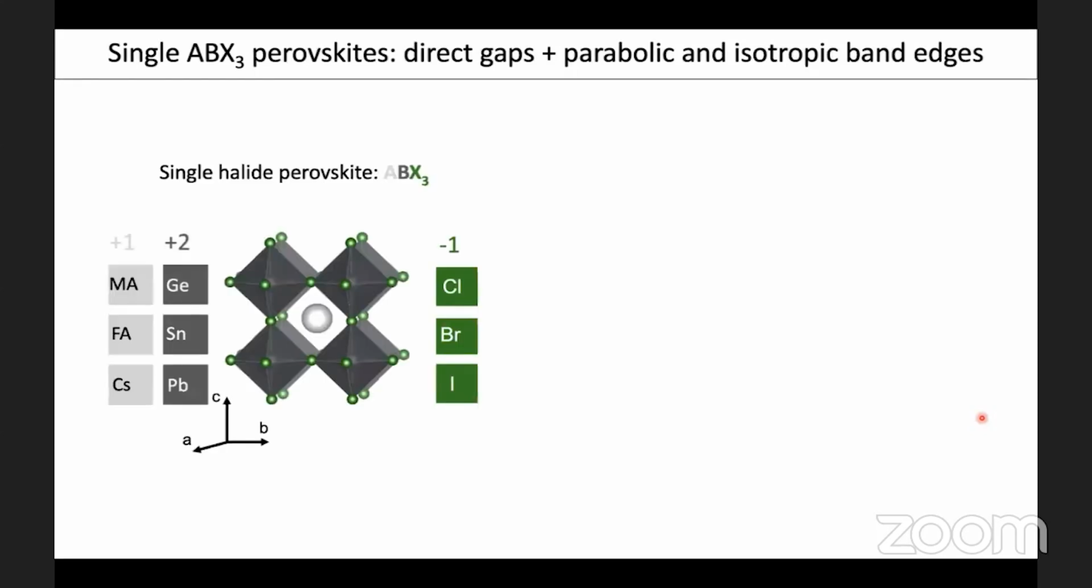So before we get to excitons and double perovskites, let me briefly recap what we know about single perovskites, their electronic structure, and also excitons in single perovskites. So when I say single perovskites, I'm basically referring to any halide perovskite with formula ABX3. So at the A side, we could have methylammonium, formamidinium, cesium, and at the B side, lead or tin.